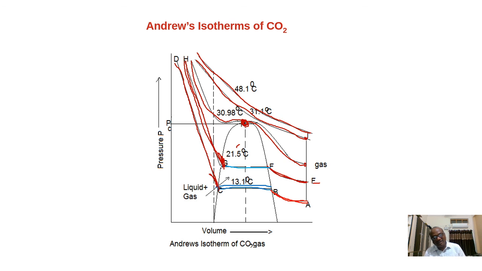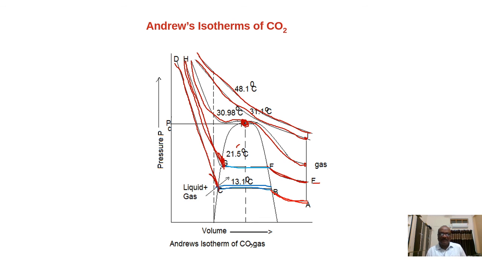So this 30.98 degrees centigrade is called the critical temperature of CO2. Like this, every gas will have its characteristic critical temperature. Above critical temperature, it is not possible to liquefy that gas by using pressure. But below critical temperature or at critical temperature, it is possible to liquefy the gas by applying the pressure.